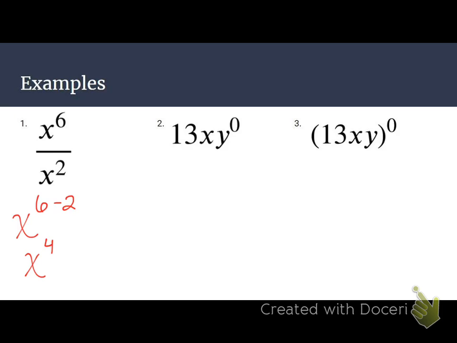On number 2, we have a 0 exponent. What does that 0 exponent belong to? The y. Does it belong to anything else? No. So the 13x would stay the same. Y to the 0 becomes 1. The whole thing becomes a 1. 13x times 1 is 13x.